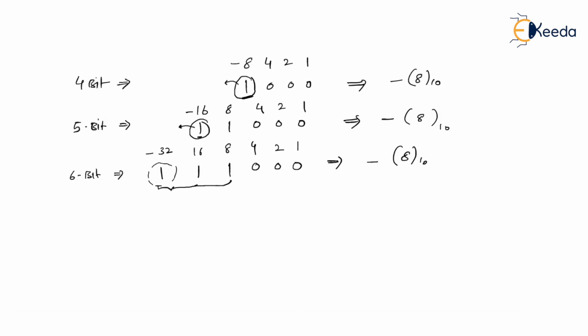I'm sure you have understood what is the overflow problem, and the solution to overflow problem is to increase the size of number. But you cannot just increase the size of number as it is. You have to see what is the MSB, that is nothing but sign bit, and extend the size of number by extending the sign bit, right?